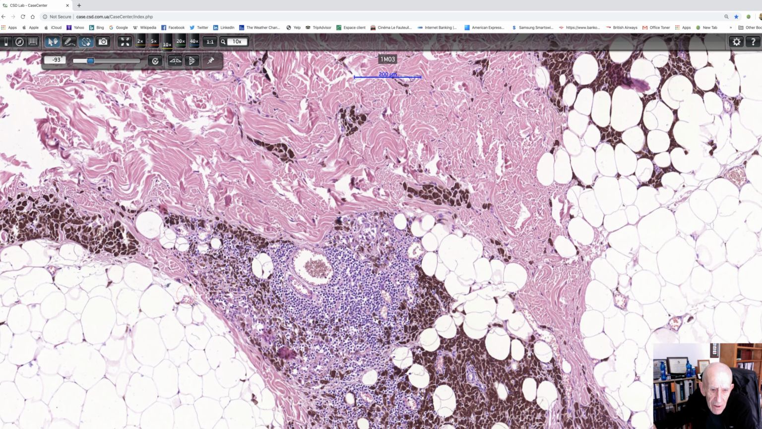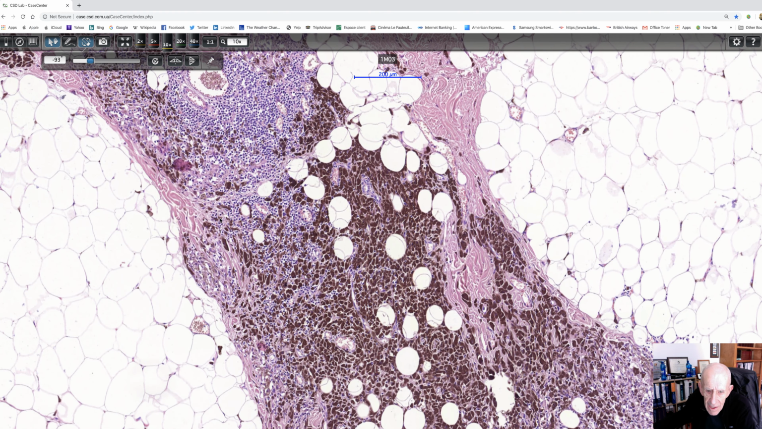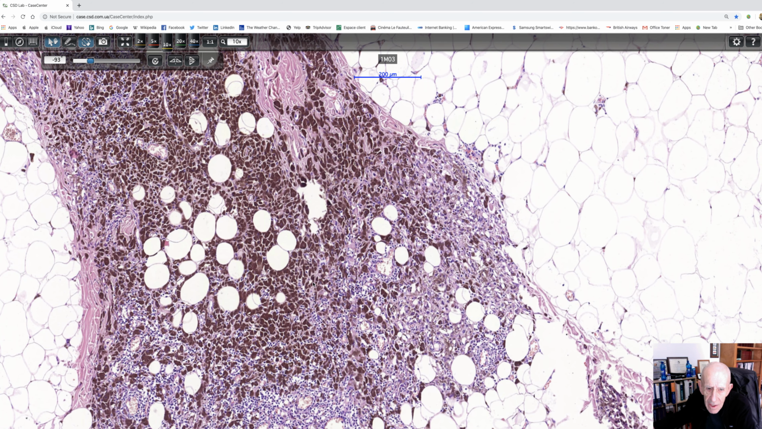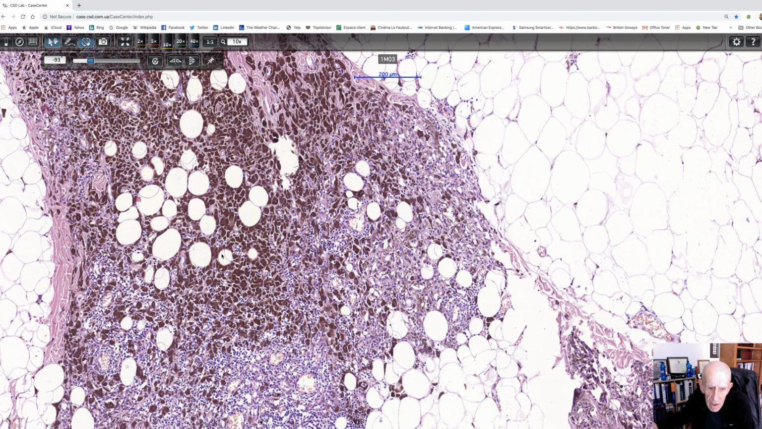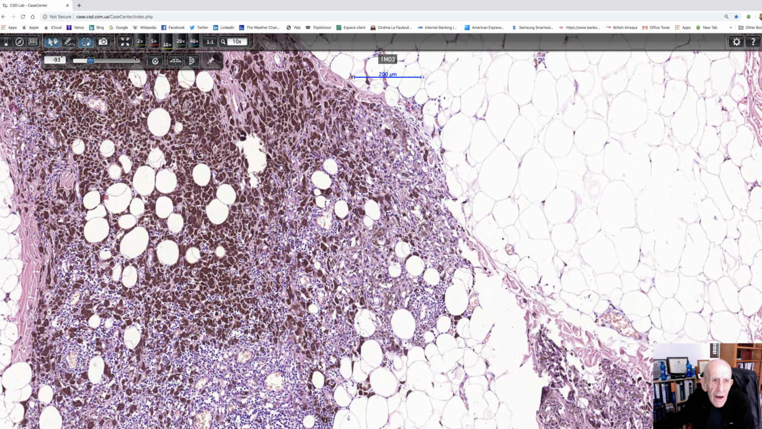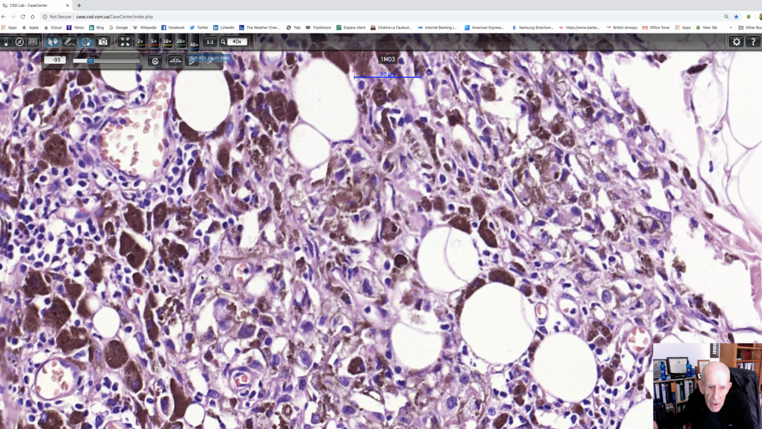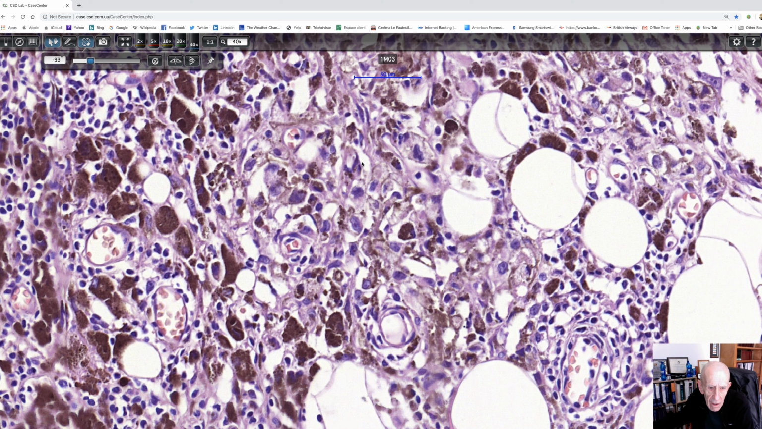And there is, yes, well, if we look down here, you see, that's right down to subcutaneous fat. And if we look in there, again, there are tumor cells within the subcutaneous fat. There's a nice nucleolus there. There are two nuclei in that cell.